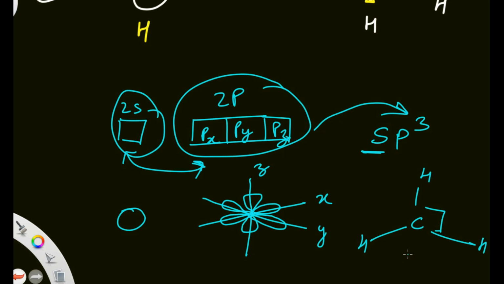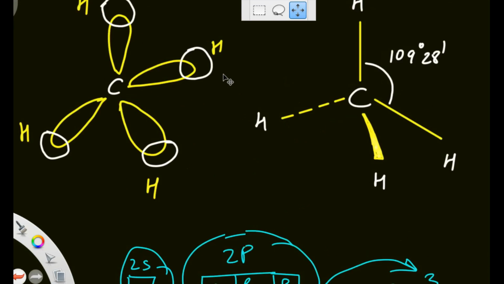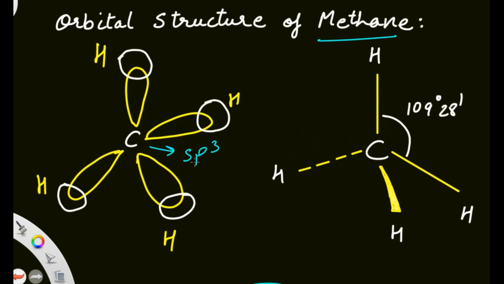But in reality, this is not the case. Why? Because when you see the structure, you will find that the structure of methane is tetrahedral. So there is some change in the structure of orbitals. So that change is hybridization. Due to hybridization, carbon now has sp3 hybridization.